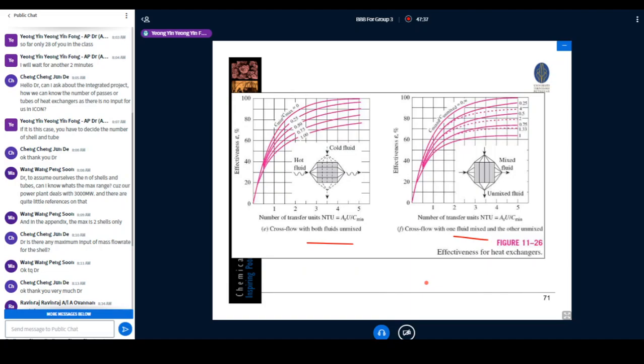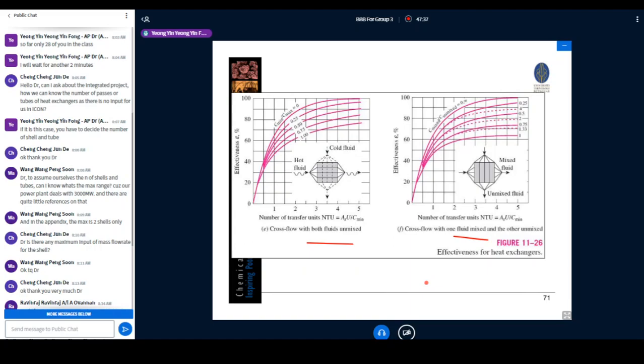So they take out one line from these three heat exchangers: parallel flow, counter flow, and also the cross flow with both fluids mixed. They just take one line under the same capacity ratio of one. They want to compare which type of heat exchanger has the highest effectiveness under the same capacity ratio, which falls under counter flow. Okay, so this is a kind of analysis.